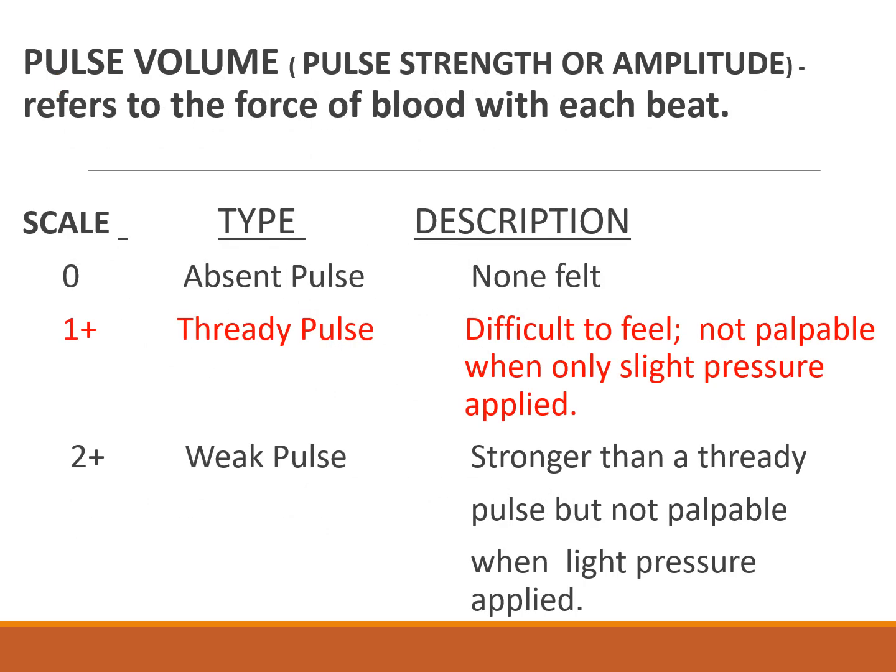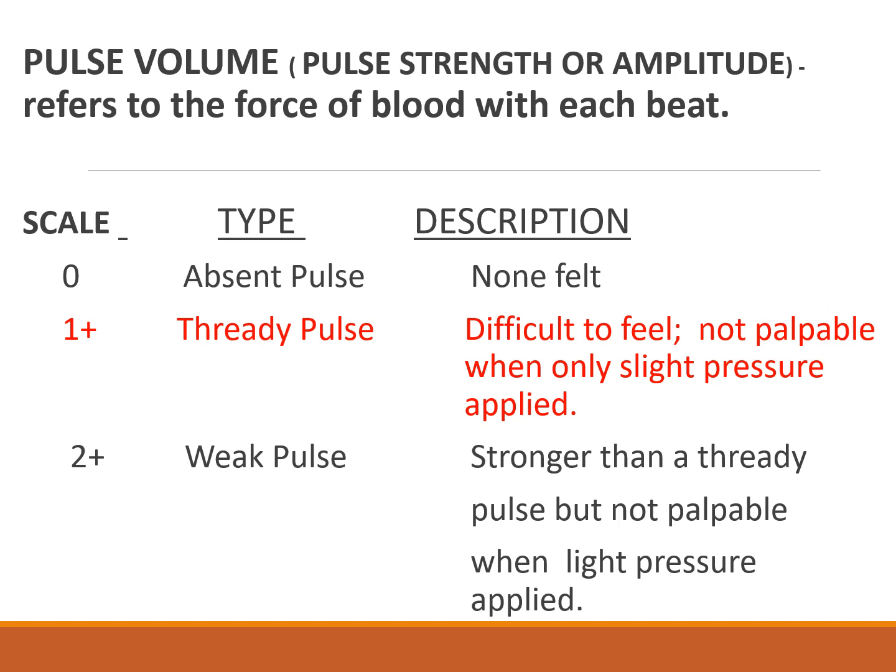The next characteristic would be pulse volume, or pulse strength or amplitude. The strength or amplitude of a pulse reflects the volume of blood ejected against the arterial wall with each heart contraction, and the condition of the arterial vascular system leading to the pulse site. Normally, the pulse strength remains the same with each heartbeat.